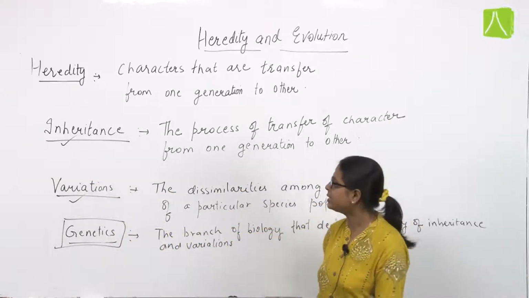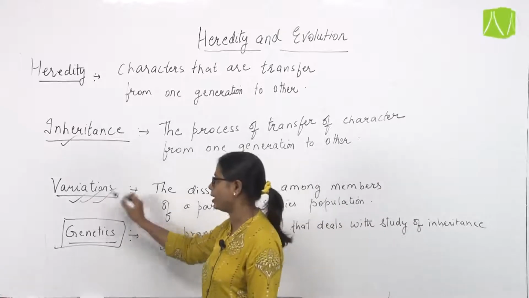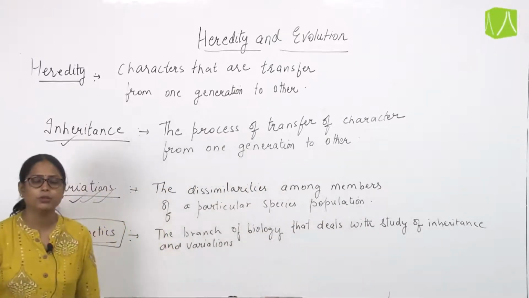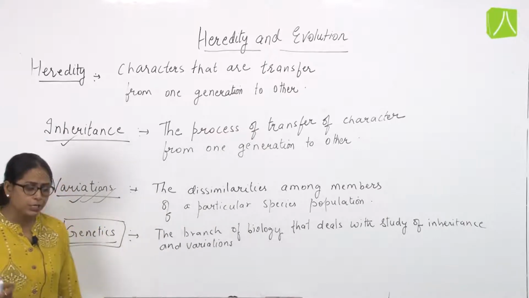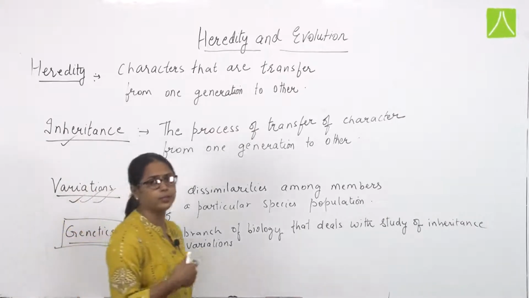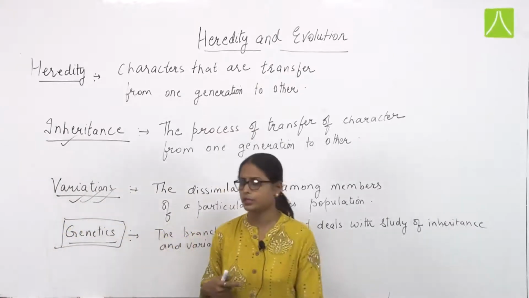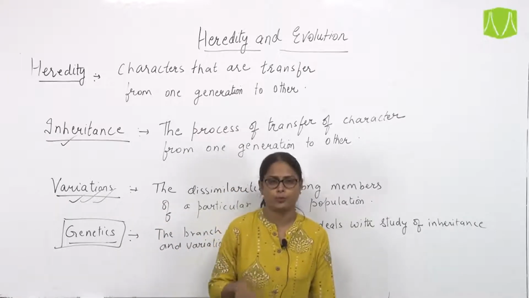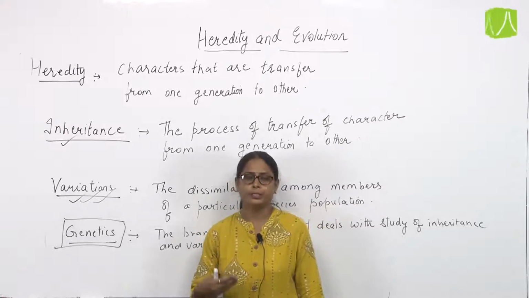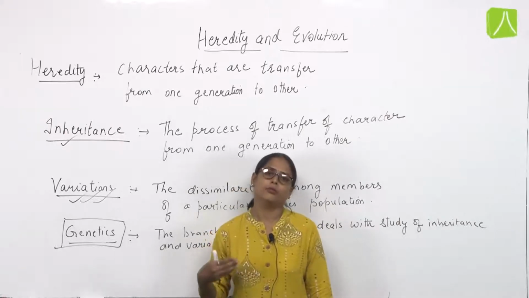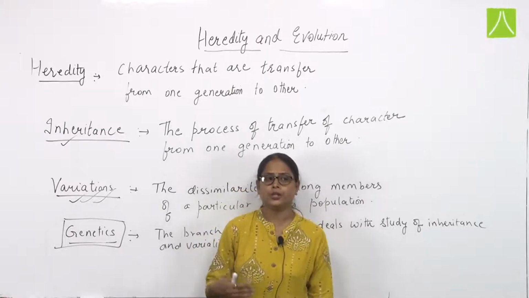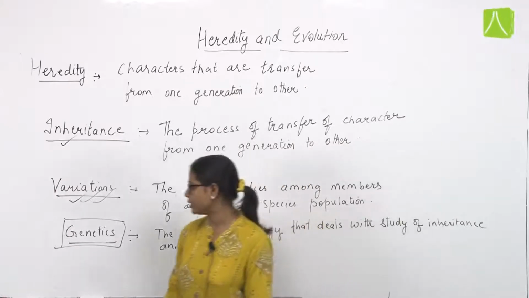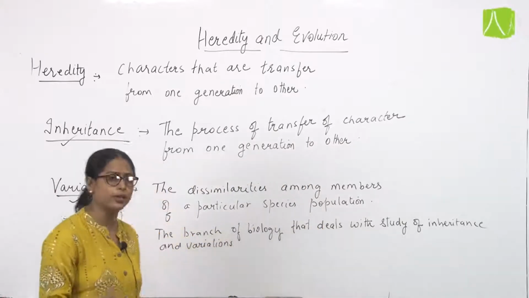Now let's discuss firstly the variations. These variations are very important because when variations come, only then does species evolution arise. Variation, when it enters a particular species population, brings different characters that reveal from generation to generation. Now what are these variations all about and how many types are there?